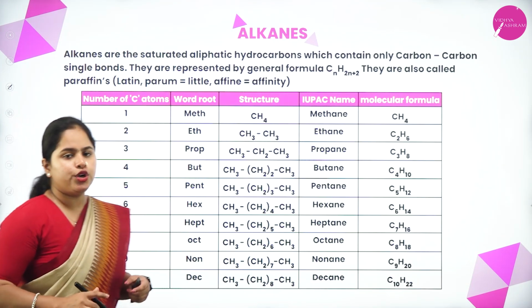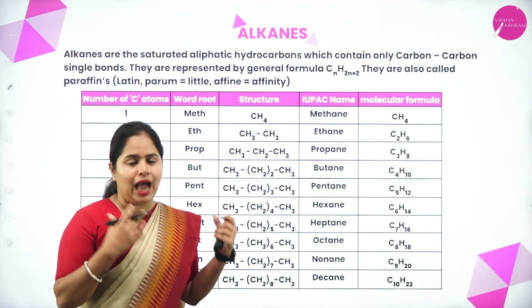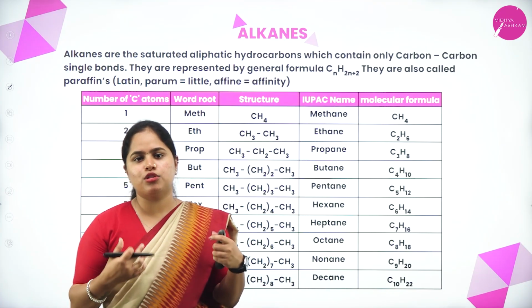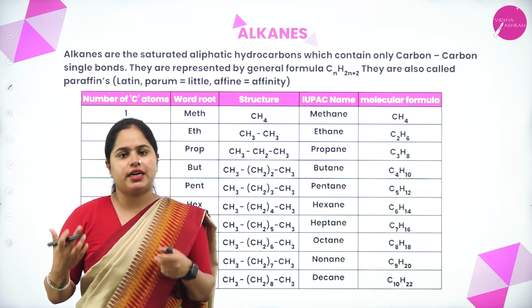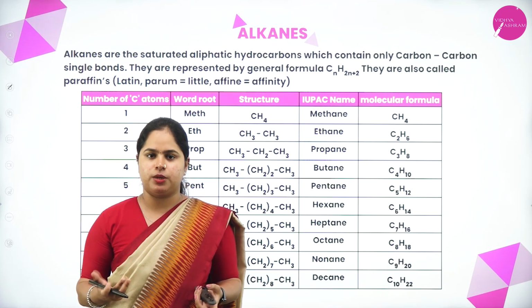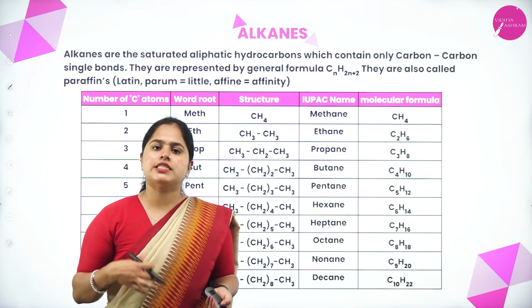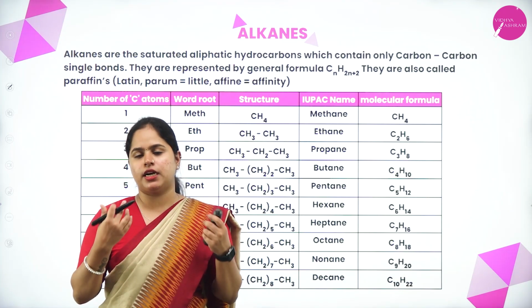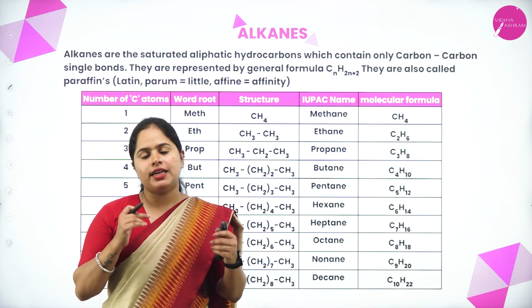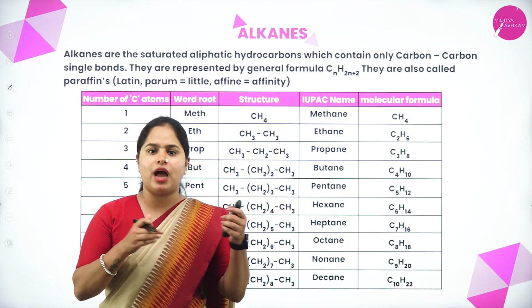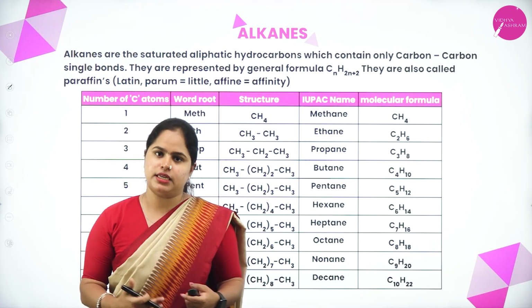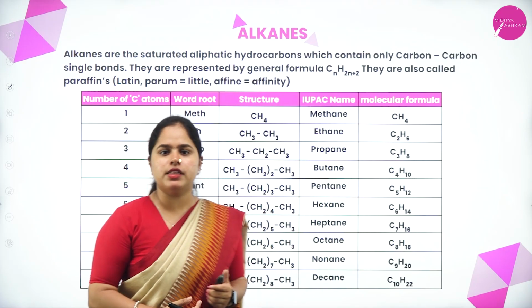Now we are going to study in detail about alkanes. First we will study the nomenclature, then the methods of preparation. How can we prepare alkanes from various other compounds? Then we'll study the physical properties, then the chemical properties, right? And in the same way, we are going to repeat it for alkenes, alkynes and aromatic hydrocarbons. So let's begin with alkanes.